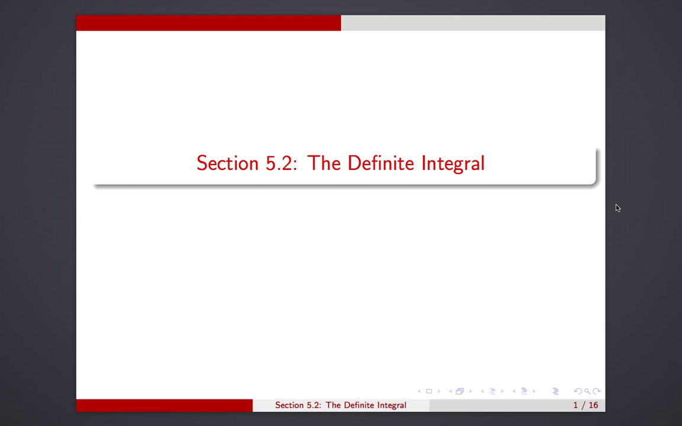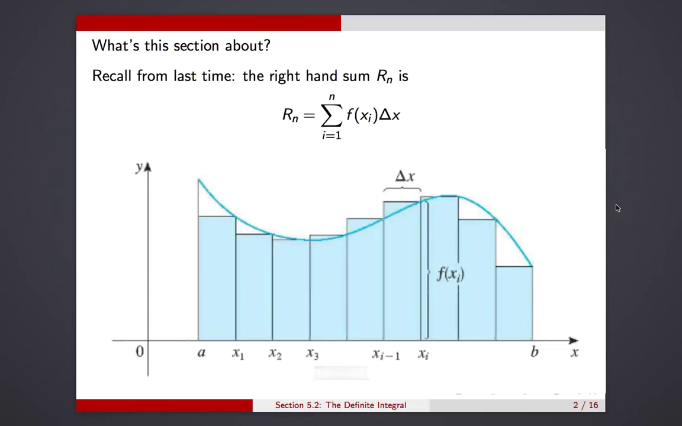And so I will get back from my small little paternity leave on Friday, and on Friday we will pick up with section 5.3.